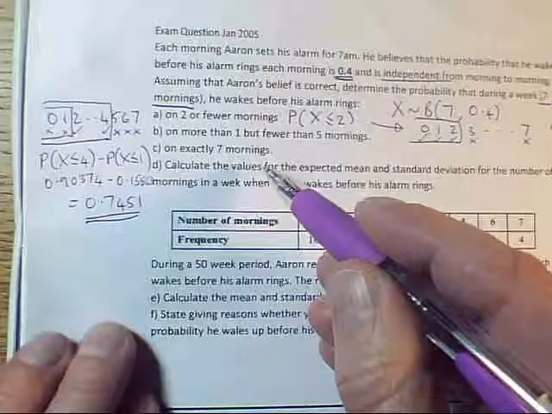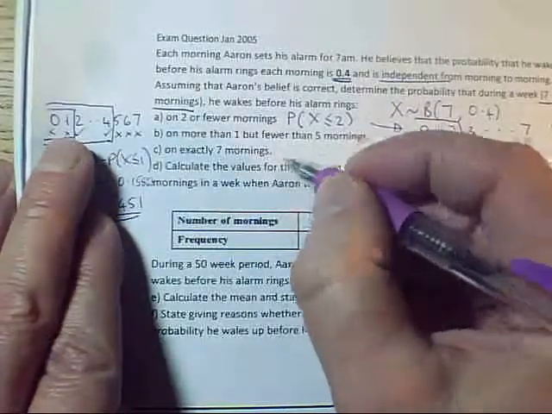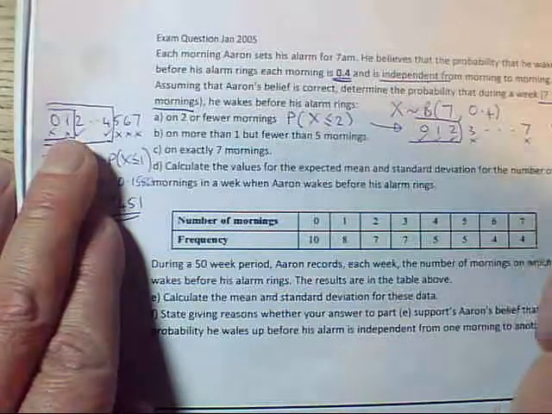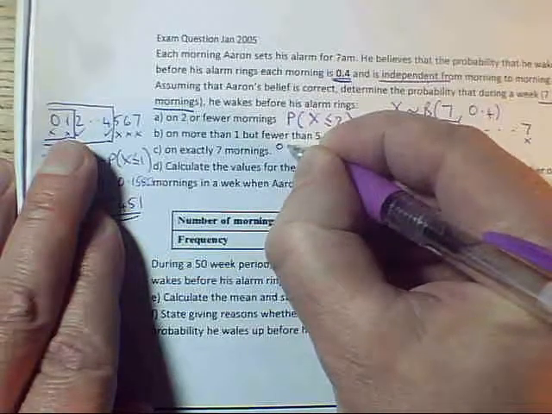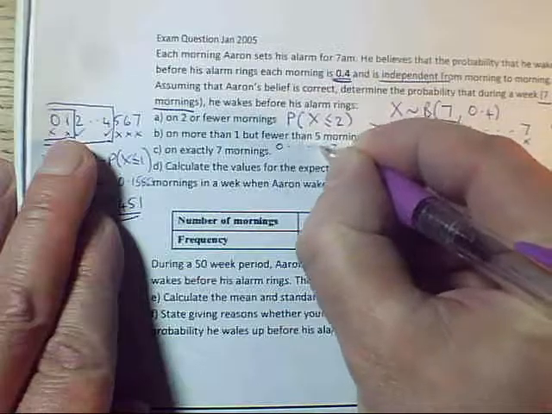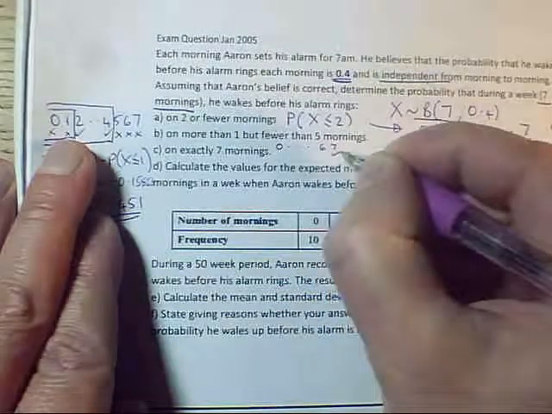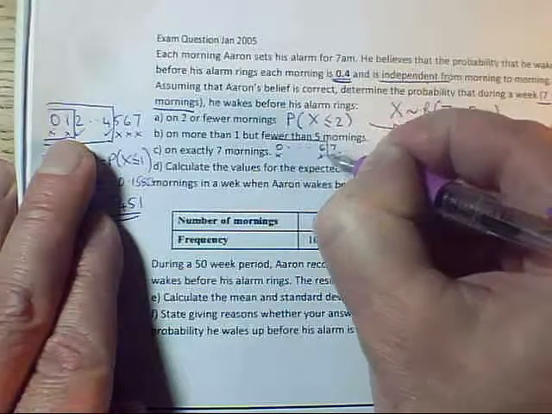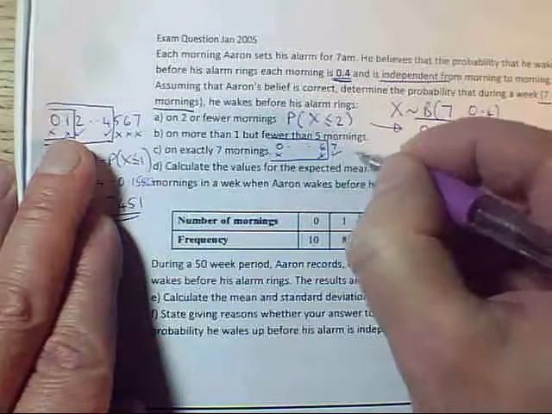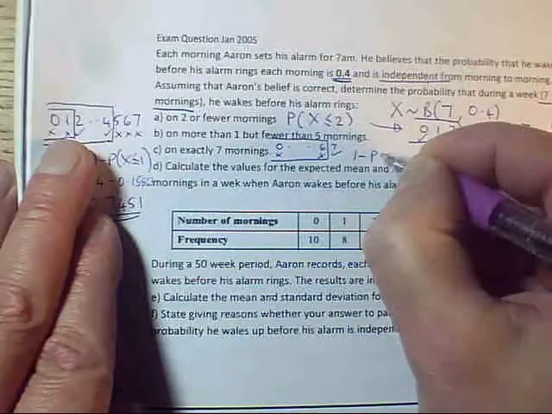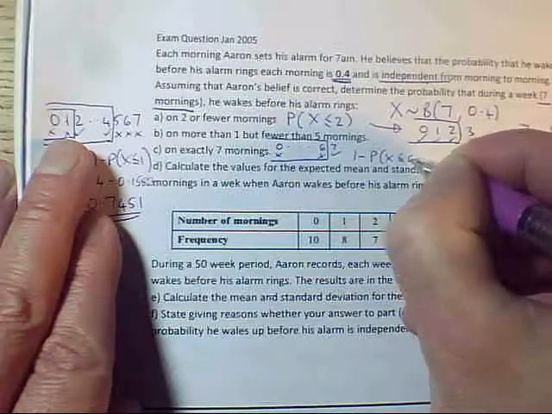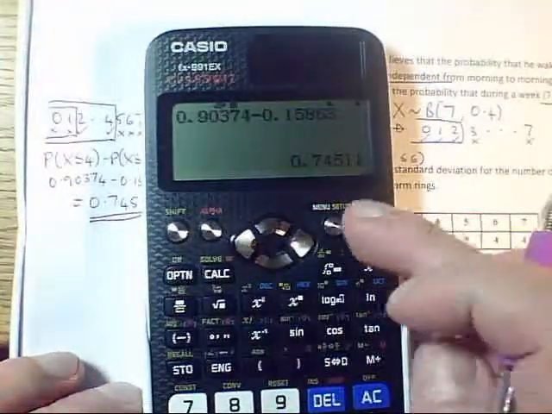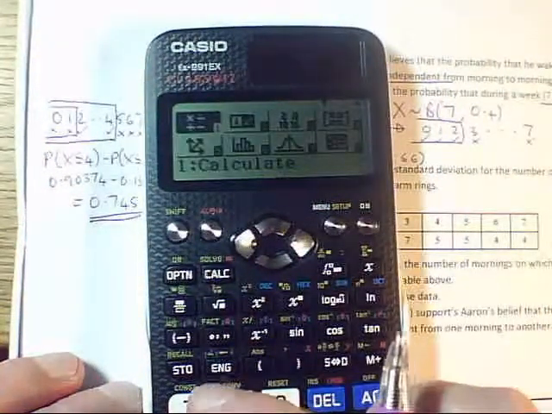Okay. Now part C. Okay, exactly 7 mornings. So for this one here, I'm going to continue using binomial CD. So the outcomes are 0 up to 7. I'm interested actually just in 7, not in any of these. So I'm going to need to work out the probability of being up to 6, and do 1 minus the probability of x being less than or equal to 6. Okay, so on my calculator I'll have to go back into a binomial CD.